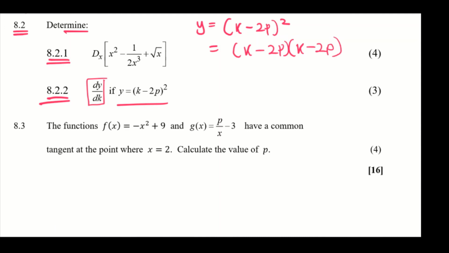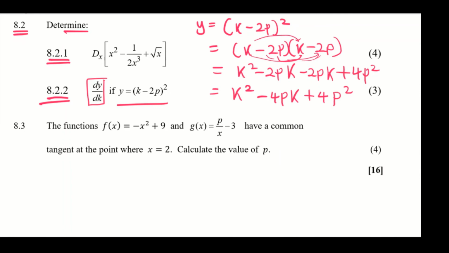So k multiplied by k is k squared, k multiplied by minus 2p is minus 2pk, and minus 2p here also multiplied by k, so it's minus 2pk, and then plus, this minus 2p multiplied by minus 2p is plus 4p squared. So to write this nicely, k squared minus 4pk plus 4p squared. So this is y is equal to k squared minus 4pk plus 4p squared.